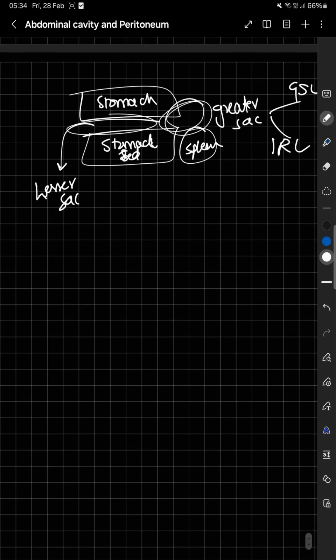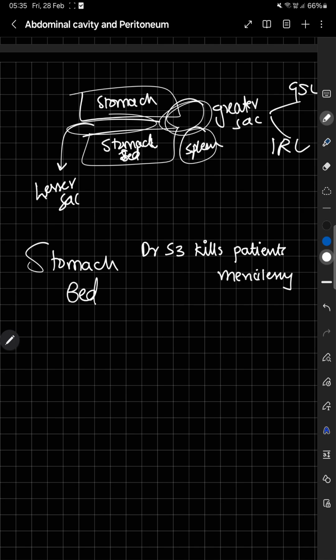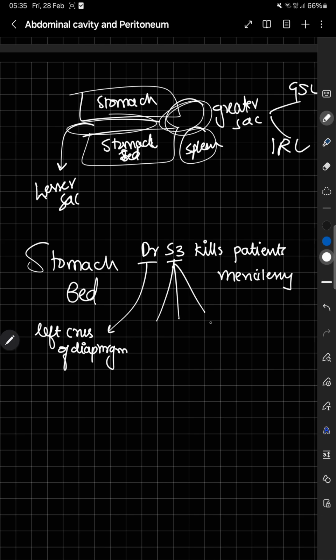Now to see the structures that make the stomach bed, because we don't know them, it is given as a mnemonic in the stomach chapter. So basically the structures which form the stomach bed on the posterior abdominal wall are given by a mnemonic. Dr. S3 kills patients mercilessly. So first we have the diaphragm from the D. It's basically the left crus of diaphragm. And then S3, where we have 3 things: splenic, suprarenal, splenic flexure.